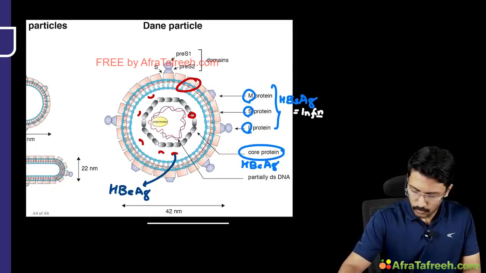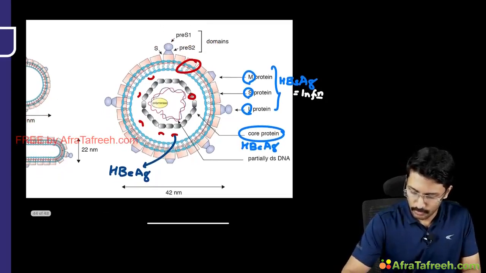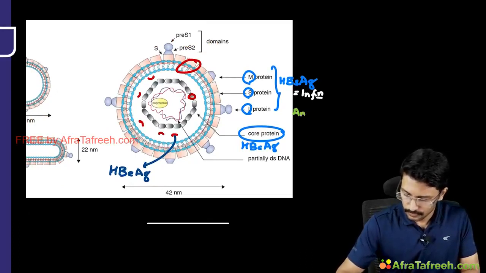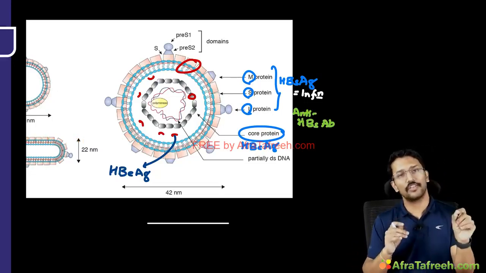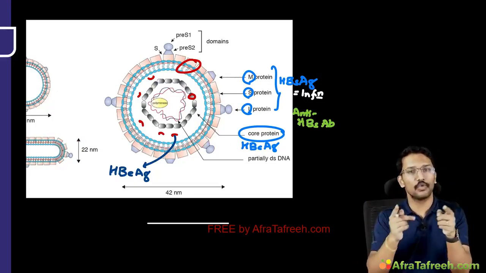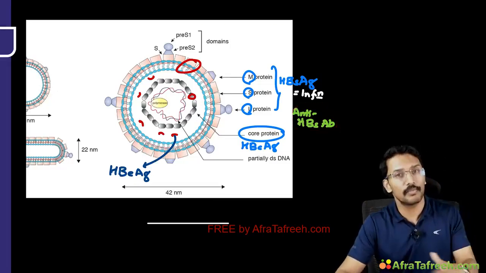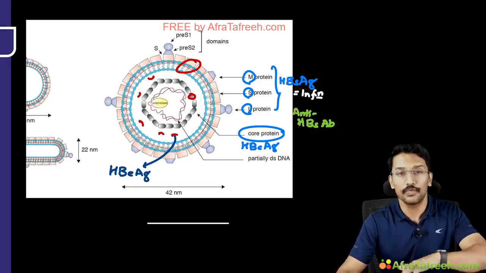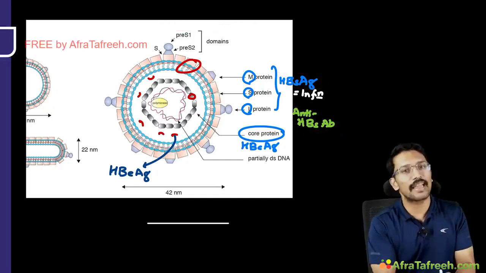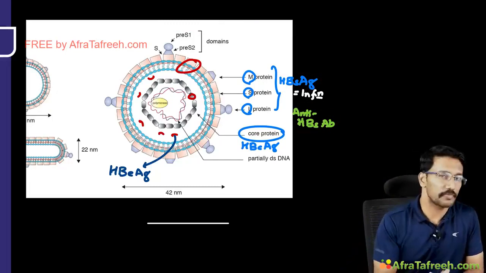Now the body might produce an antibody against it. What will we call that antibody? We will call it anti-HBs antibody. The point to remember is that HBs antigen and anti-HBs antibody are mutually exclusive. When the body produces anti-HBs antibody, it will be able to knock off the viral particles. So once you have anti-HBs antibody, you will no longer be positive for the surface antigen. It will clear it off, and you will only detect the antibody against the surface antigen.